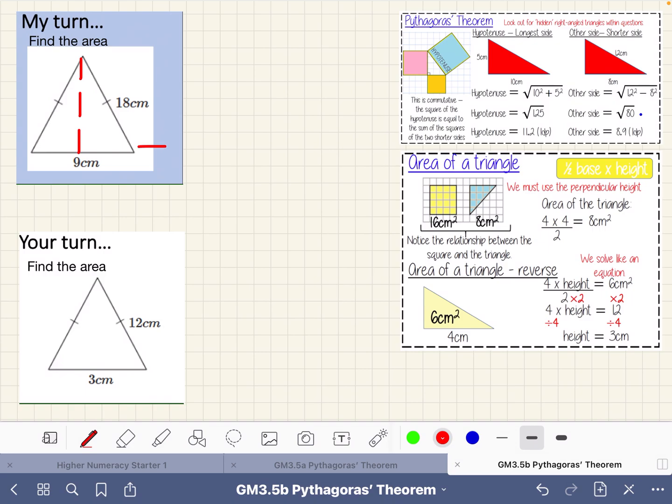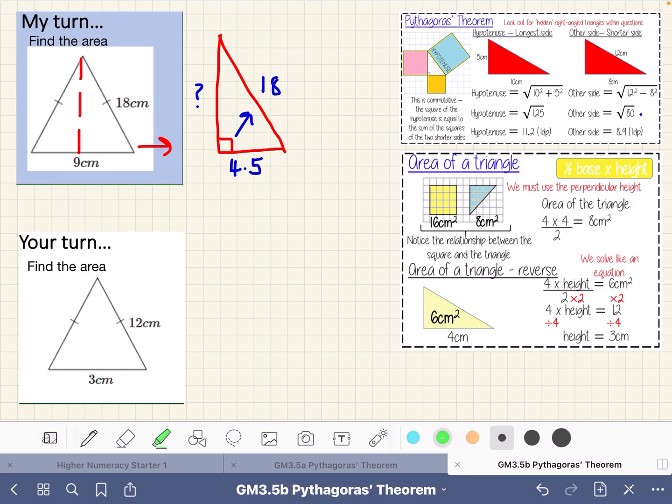In doing so, you create 2 right-angled triangles. It is at this point that you will be able to work out the perpendicular height here. This will in turn help you work out the area of the triangle. That means 18 is now the hypotenuse of this triangle, and instead of the base being 9, it is half that size, which is 4.5.